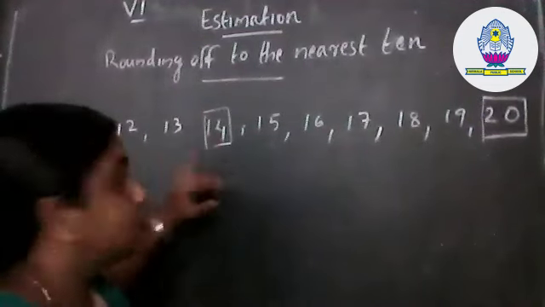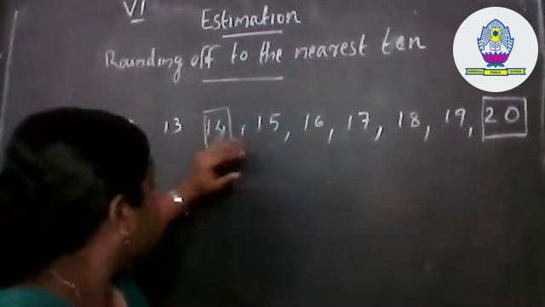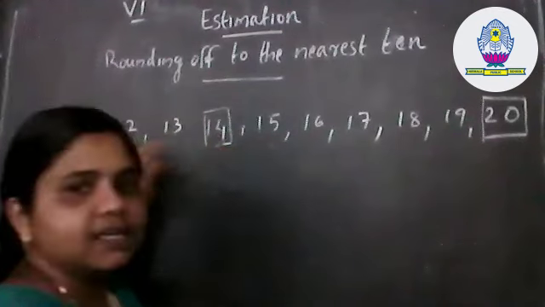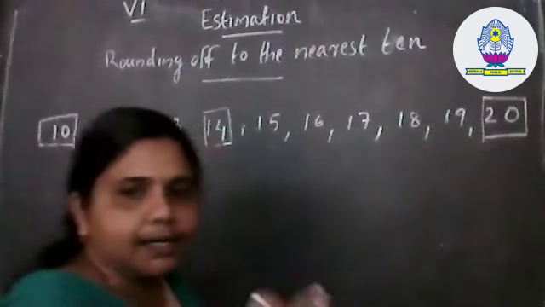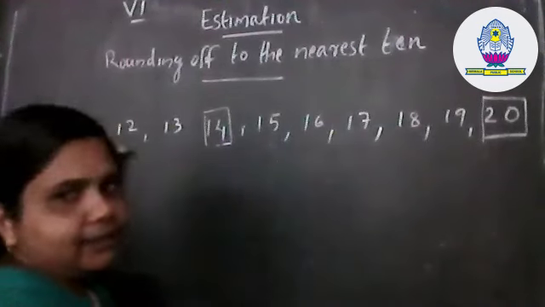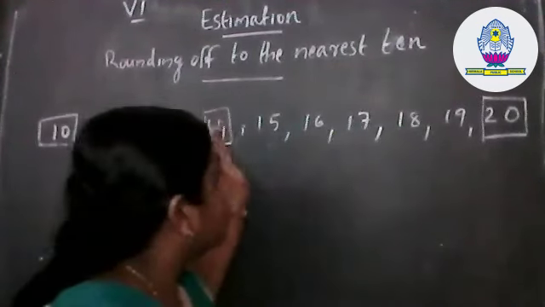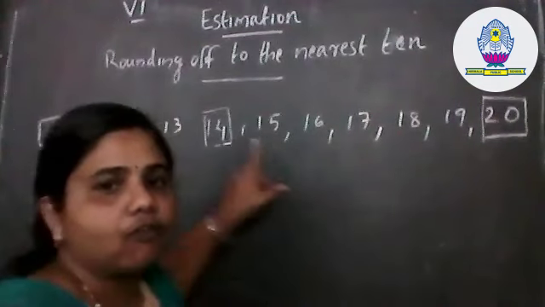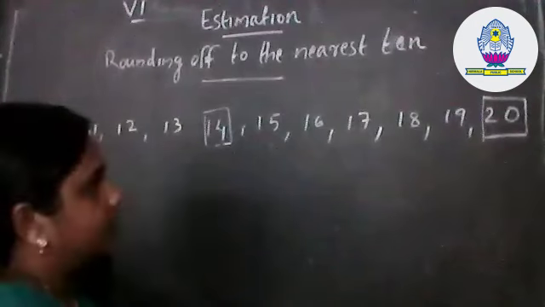10 നോട് അടുത്ത്. Nearest 10 of 14 is 10. 14 നോട് അടുത്ത് നിൽക്കുന്ന 10 എന്ന് പറയുന്നത് ഇതാണ്, 10 തന്നെയാണ്. കാരണം 14 നിന്ന് കുറച്ചുകൂടി മാറിയാണ് 20 നിൽക്കുന്നത്. So the nearest 10 of 14 is 10.